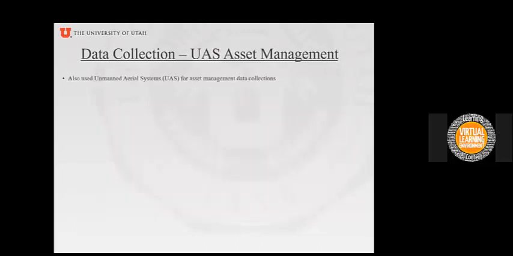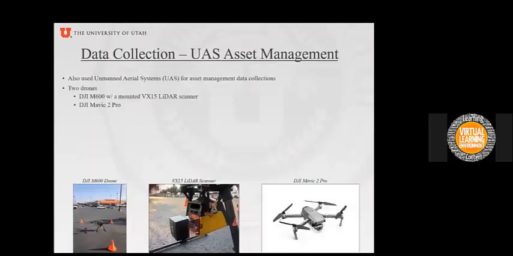So let's talk a little bit about our UAS asset management, so using drones. UAS stands for Unmanned Aerial Systems, and we use these for comparison for our highway asset management purposes. We use 2 drones with the help of the aviation department within UDOT. On the left side, you can see a DJI M600 drone with a mounted VX15 LiDAR scanner underneath. That was for LiDAR, and for photogrammetry, we used a DJI Mavic 2 Pro. We flew the drones with UDOT personnel to gather data regarding previously constructed highway models.